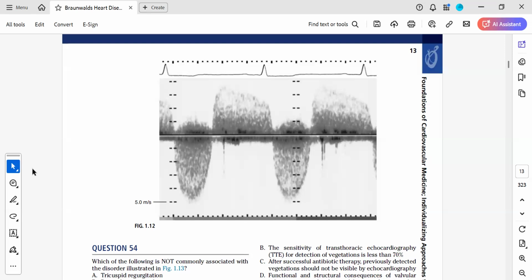So using the Bernoulli equation of 4 v squared, I expect the aortic peak maximum velocity to be around about 100 or slightly less than 100. And the mean aortic velocity to be about 0.6 times the peak, so it should be around 60.